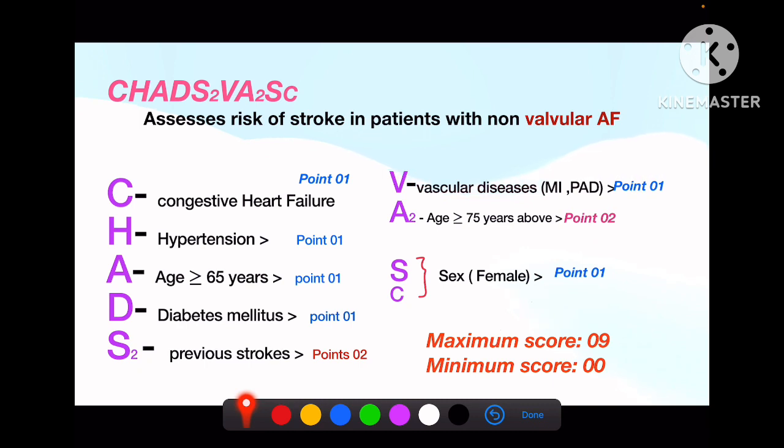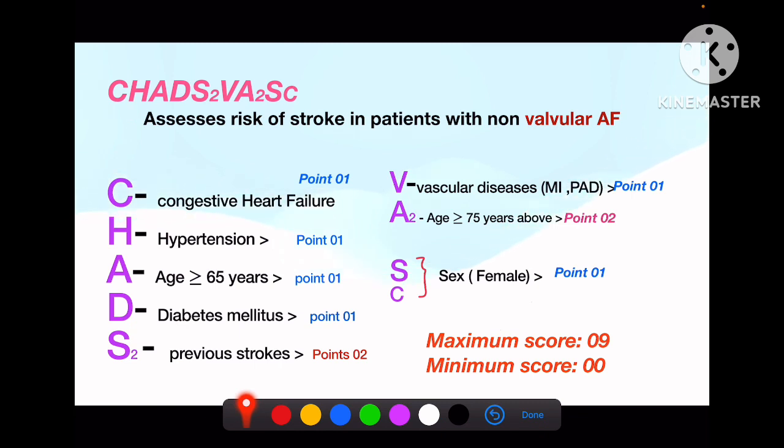Then the next one is D. D stands for diabetes mellitus, and S stands for previous stroke. Then V stands for vascular disease like MI, and the second A stands for age more than 75 years old. Sc together stands for sex category, especially the female category. So each component has a separate allocation of points.